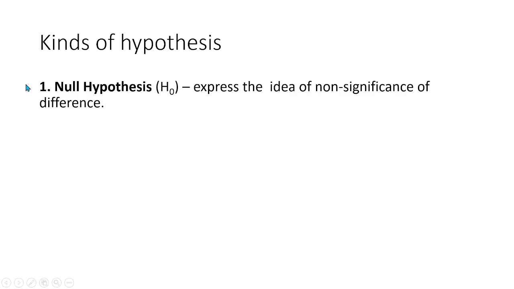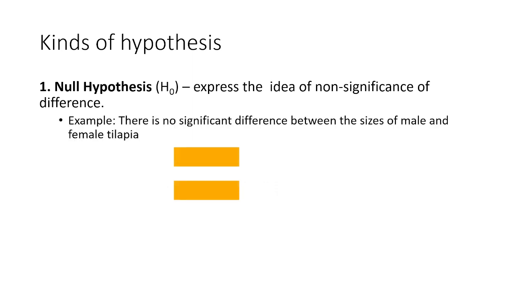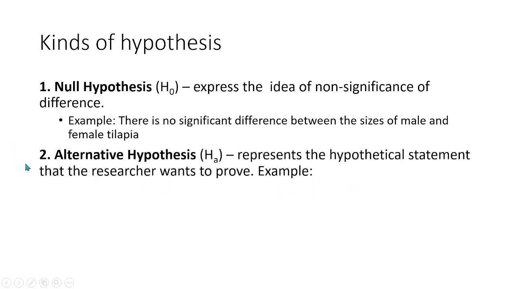Now let us talk about the kinds of hypothesis. Number 1 is null hypothesis, represented by the symbol H sub 0, expresses the idea of non-significance of difference. This can be represented by the equal sign. For example, there is no significant difference between the sizes of male and female tilapia. In this case, we can also say that the mean size of male tilapia equals the mean size of the female tilapia. And number 2 is the alternative hypothesis.